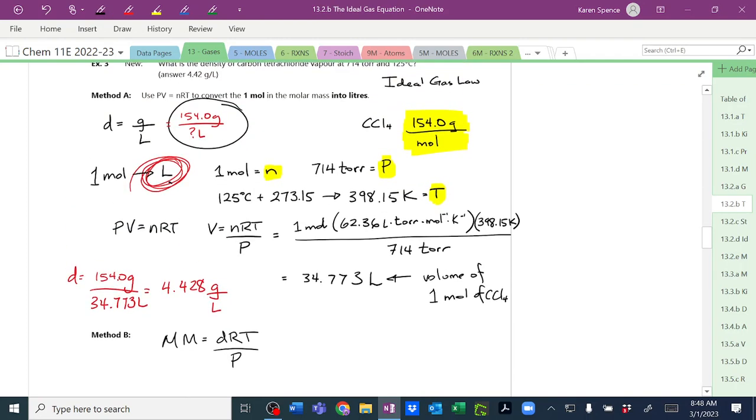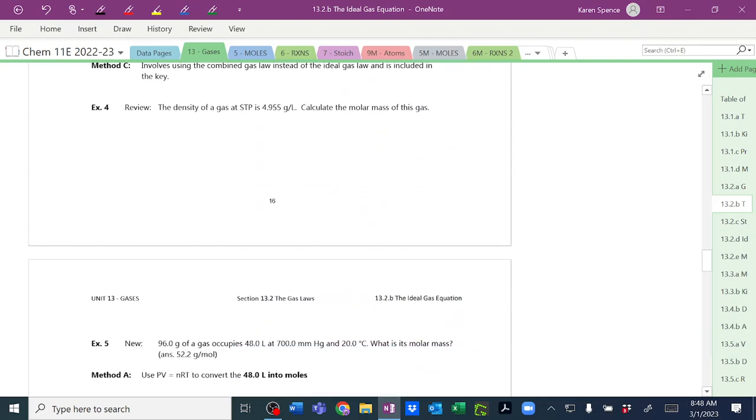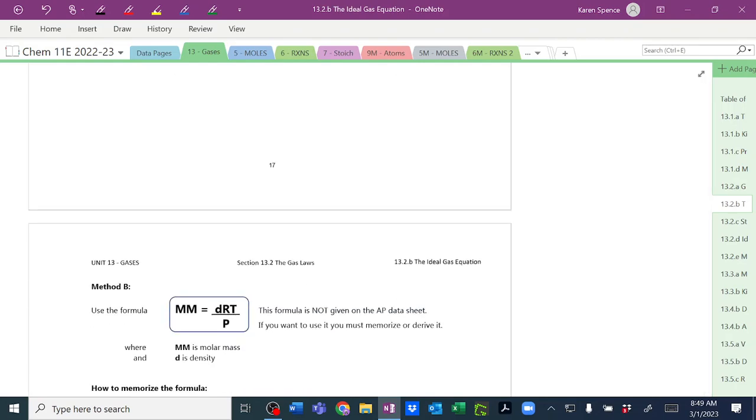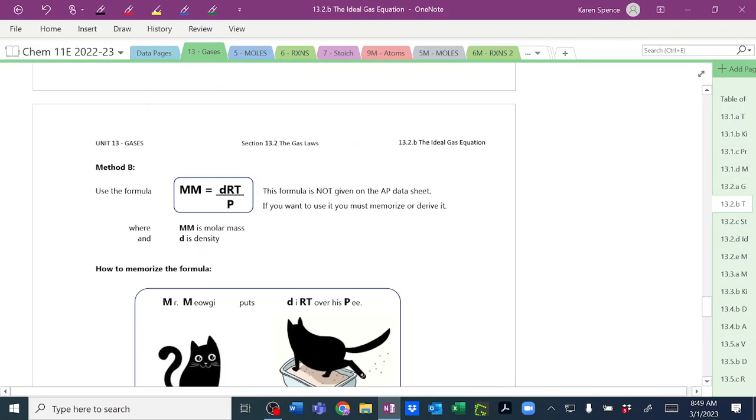You can always just go this route, though, and just be like, okay, I know that I'm going to have 1 mole of my substance. I need to change that 1 mole into however many liters, okay? So that is always a go-to. But there is a way of memorizing method B, and it is on page 18.